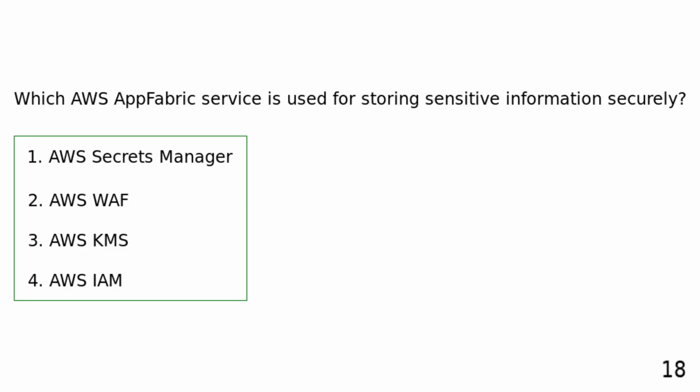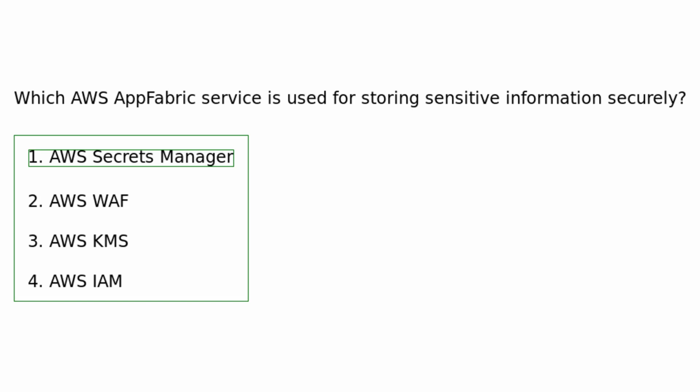Which AWS AppFabric service is used for storing sensitive information securely? AWS Secrets Manager. AWS WAF. AWS Key Management Service. AWS IAM. AWS Secrets Manager in AppFabric allows secure storage and management of sensitive information like API keys, database credentials, and other secrets, integrating seamlessly with serverless functions.